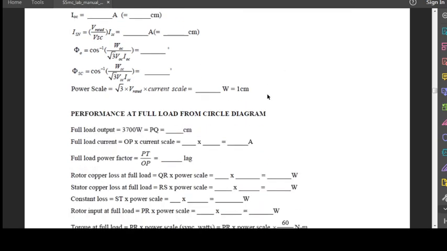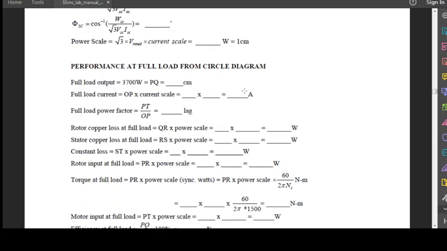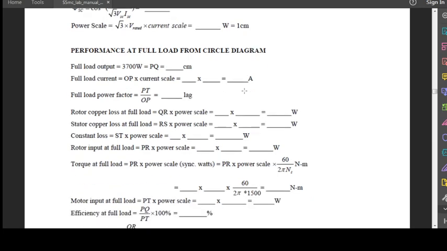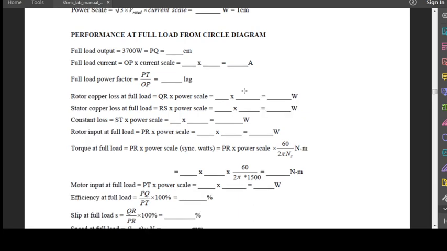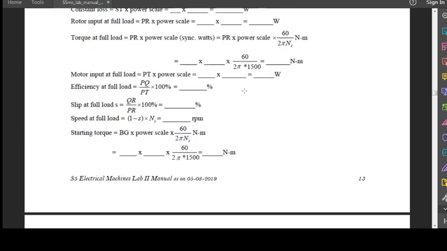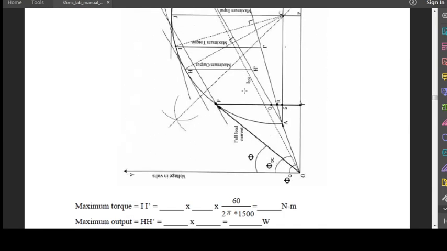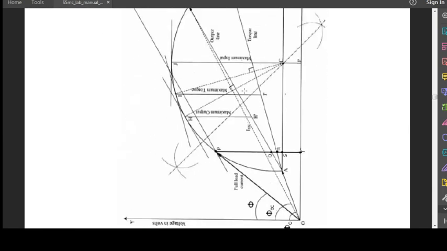Then we are calculating the performance at full load from the circle diagram. We are measuring the PQ value, then full load current, full load power factor, rotor copper loss at full load, stator copper loss at full load, constant loss, rotor input at full load, torque at full load, maximum input at full load, efficiency at full load, slip at full load, speed at full load, starting torque, every value. So from this circle diagram we get all these values.